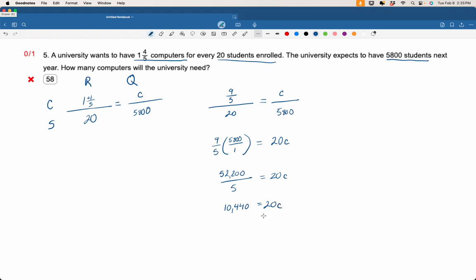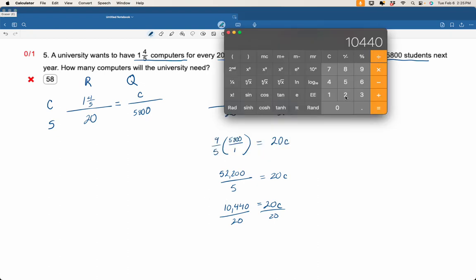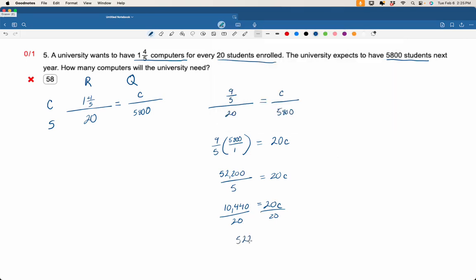Now I can do the next step, which we know: 20 times C is equal to this. So I'm going to divide both sides by 20. Divided by 20, 522. That's the number of computers.